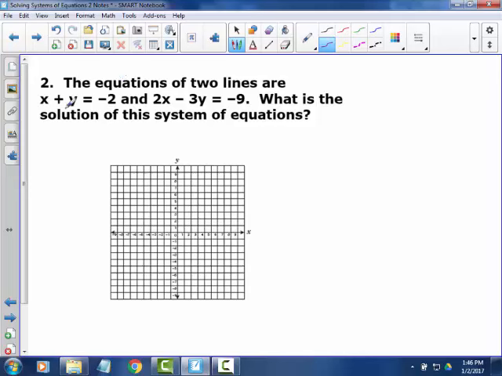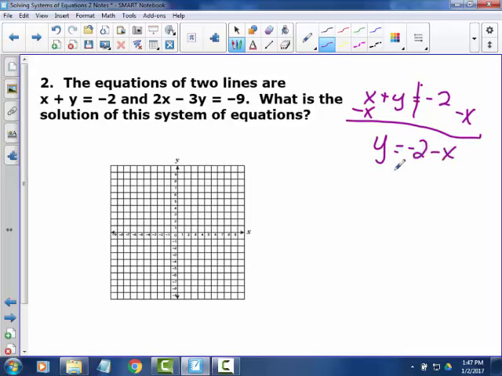All right, now this one I probably would have rather used either substitution or elimination to solve, because neither one is in the y equals form, but I want to show you that you can totally still do graphing. All you need to do is solve these for y. So we're going to come over here to the side. We're going to say x plus y equals negative 2. So we want to get y by itself, so the x has to go, so we subtract it on both sides. So we get y equals negative 2 minus x, or you could write it negative x minus 2. It doesn't really matter.